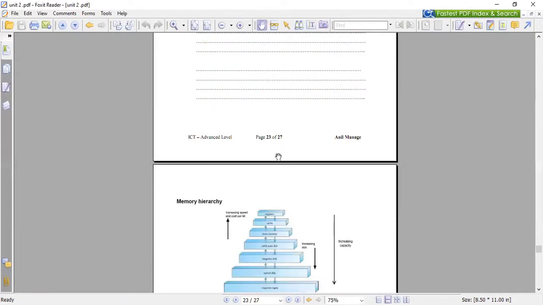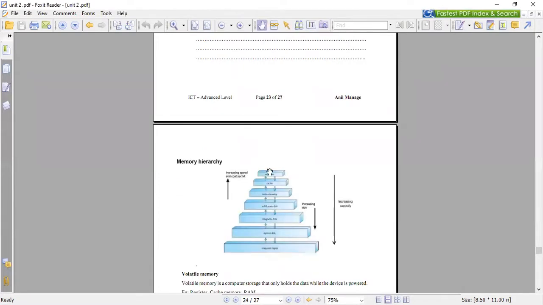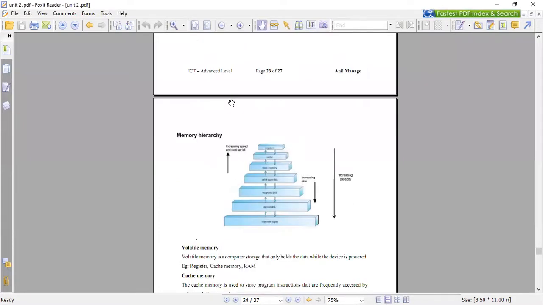Okay, we'll go to memory hierarchy. Now this memory management part. In the earlier syllabus, you had a separate unit for this memory management, but with the new syllabus from 2019, you have this memory management part embedded in the second unit. So we'll go through that.